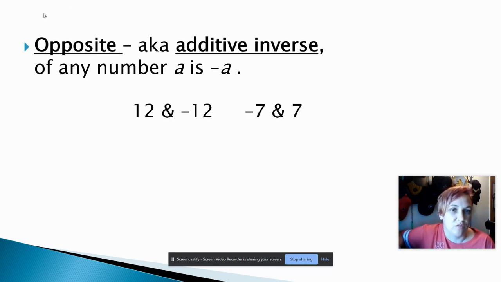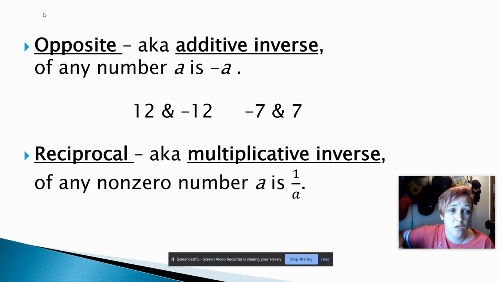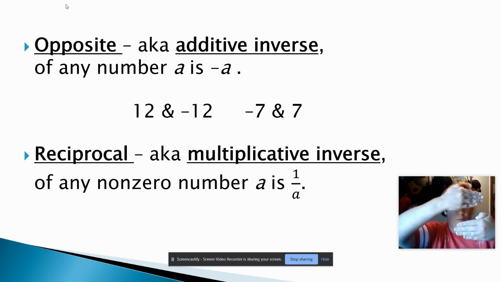Here are some examples of opposite numbers: positive 12 and negative 12, negative 7 and positive 7. Now that's completely different from the word reciprocal. When I say the word reciprocal, I'm talking about taking a number and flipping it upside down, taking a fraction and switching the numerator and the denominator.